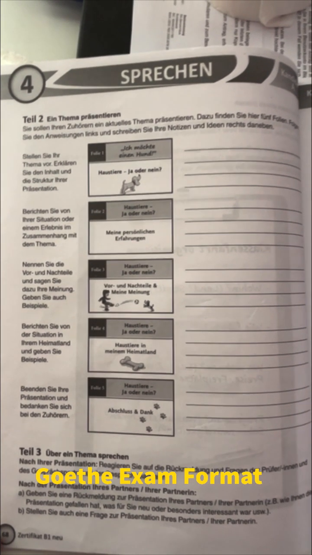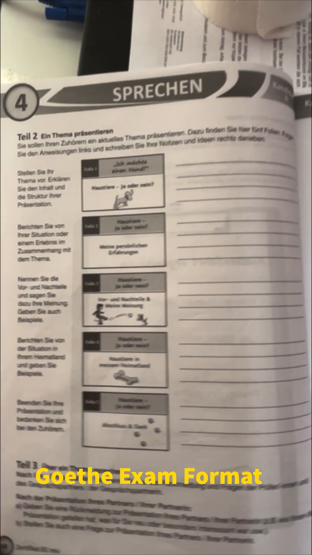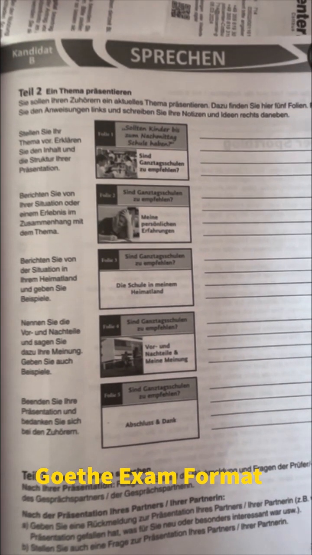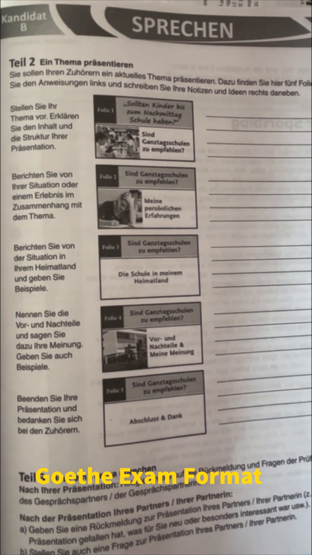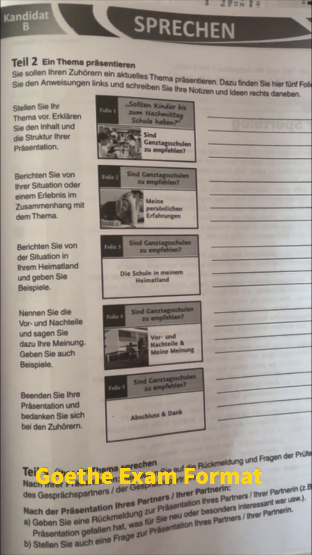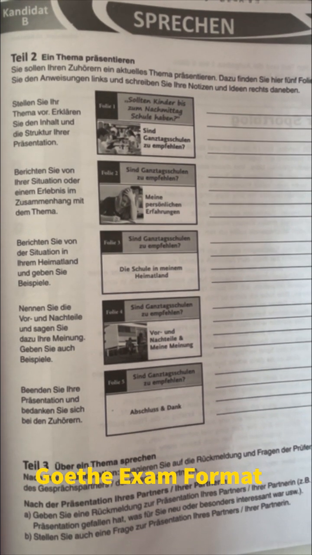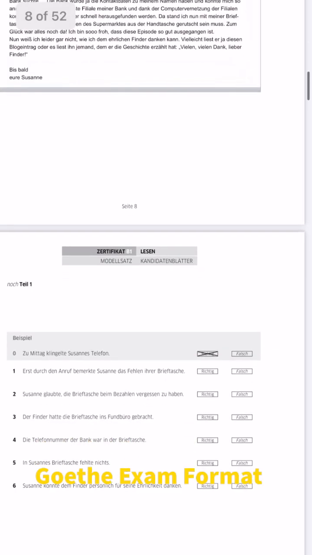So suppose you have to talk about whether you are in favor of keeping pets, your personal experience, advantages and disadvantages, how it is in your homeland, and then your closing statement. So you have to particularly talk about these things which are asked in the presentation. However, in the Telc B1 Prüfung for the second tile, you are free to speak anything on the given article.